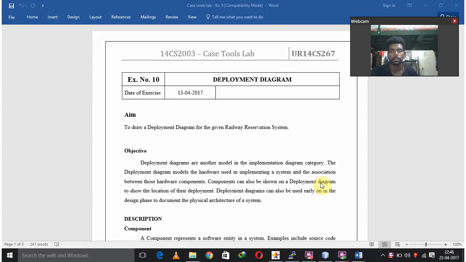This is my 10th experiment in case 2 lab. It is about drawing a deployment diagram for the railway reservation system. What is a deployment diagram?